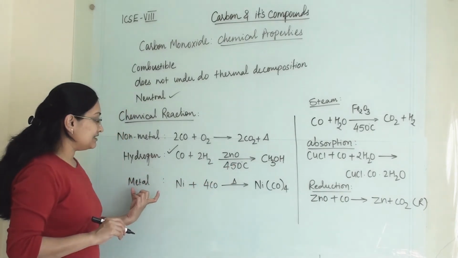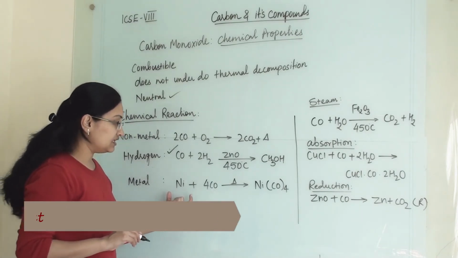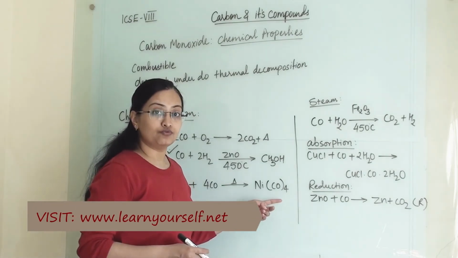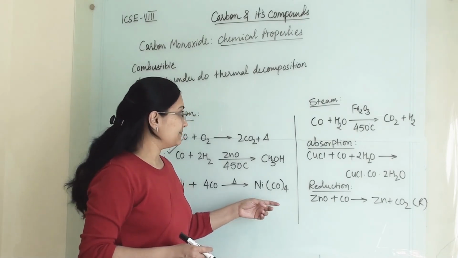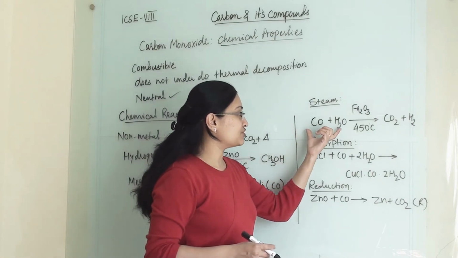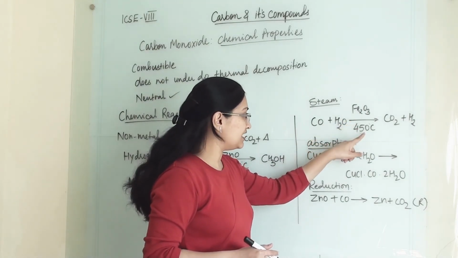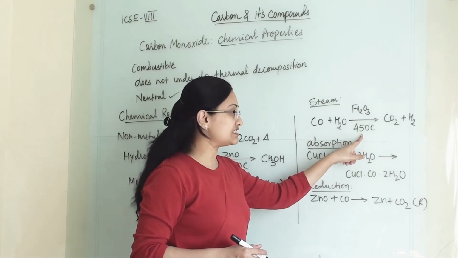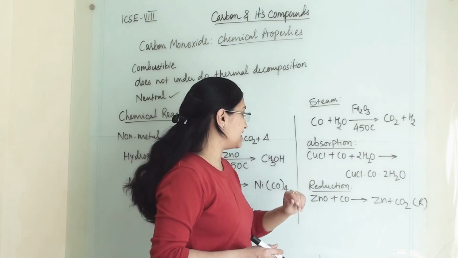Then with metal, it will react. When carbon monoxide will react with nickel, it will form Ni(CO)4 and the name of this compound is nickel carbonyl. Then with steam also it will react, and as a catalyst we are using Fe2O3, and at 450 degrees Celsius it will give us carbon dioxide and hydrogen gas.